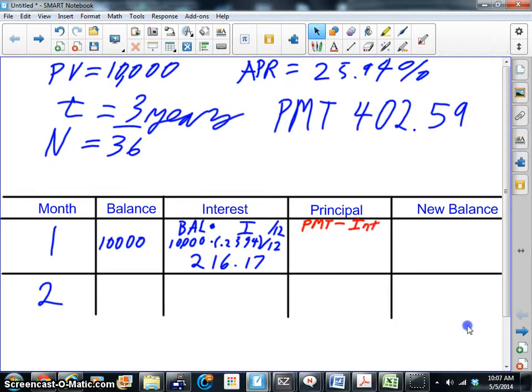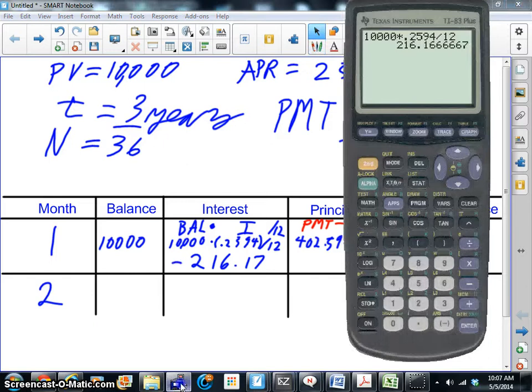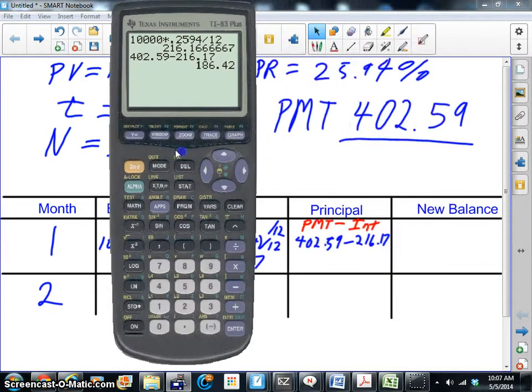So let's see, my payment is right here, 402.59 minus the interest, which is 216.17, which came from right here. So 402.59 minus 216.17, that becomes 186.42.